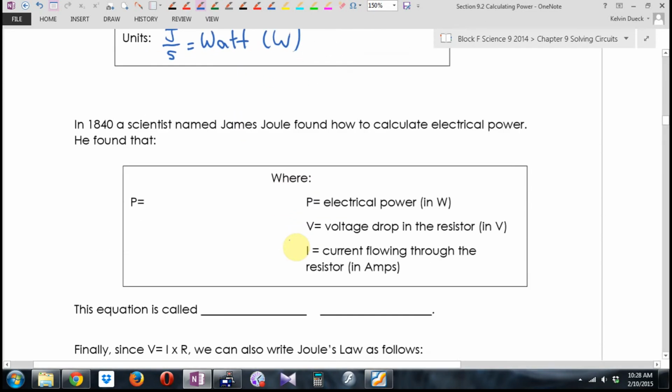In 1840, a scientist named James Joule, yes, that's where the unit joules comes from, found out how to calculate electrical power. He found that power equals, Matteo, when there's two letters with nothing between them, what mathematical operation is between them? You answered this earlier. Really? That's divide? Oh, no, sorry, multiply. Times. Power equals V times I. This is called Joule's Law. So it turns out watts is also volt amps, but I'm not going to freak out about that.